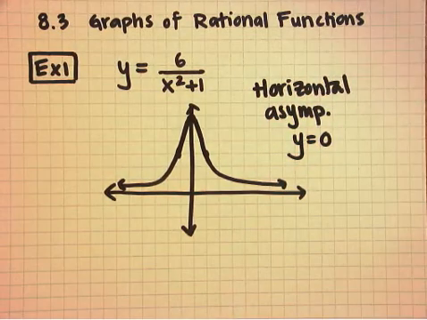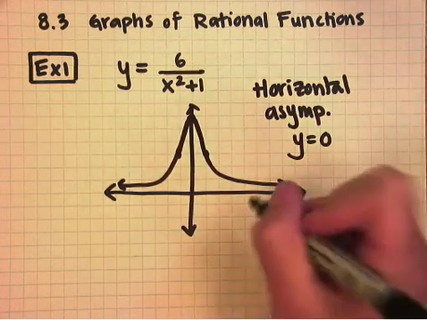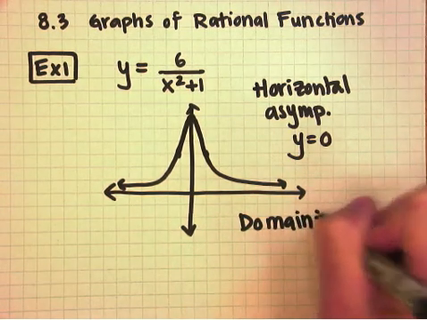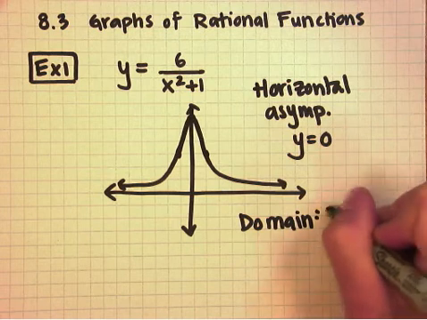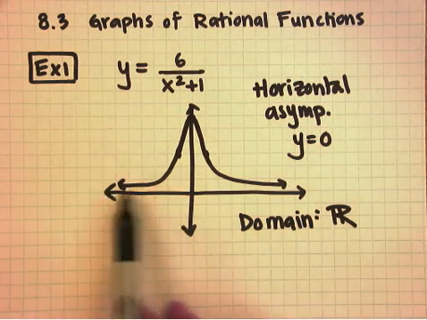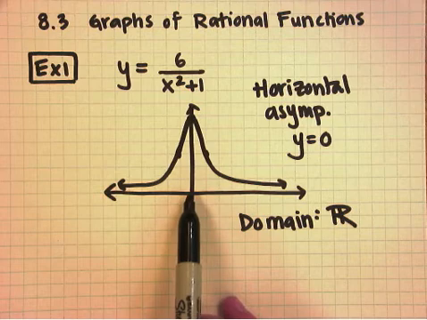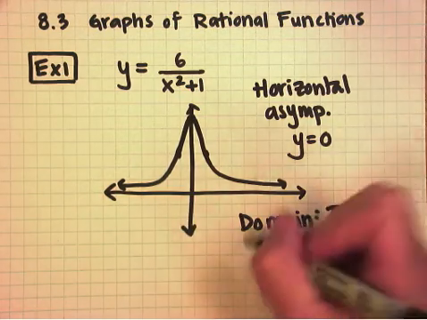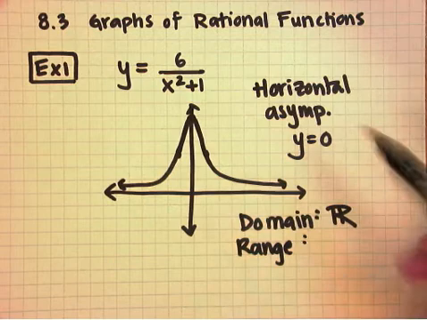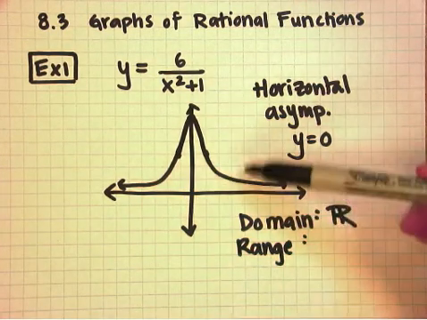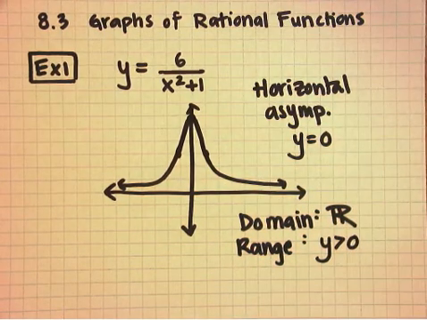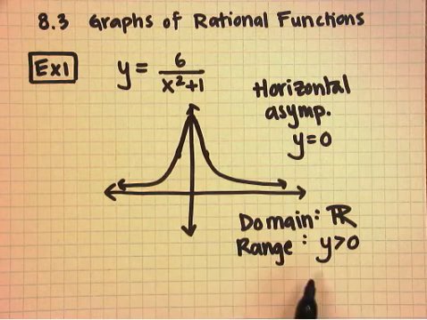On this problem, there is no vertical asymptote, and if I were asked to state the domain and the range, right now, the domain is all real numbers. So I'm going to put the double R for all real numbers there, because x's can be negative, they can be positive, they can be 0, they're all giving me outputs. The range for this problem, since my outputs, my y values are all above the x-axis, my range is y is greater than 0 because I'm not achieving any negative or 0 outputs.